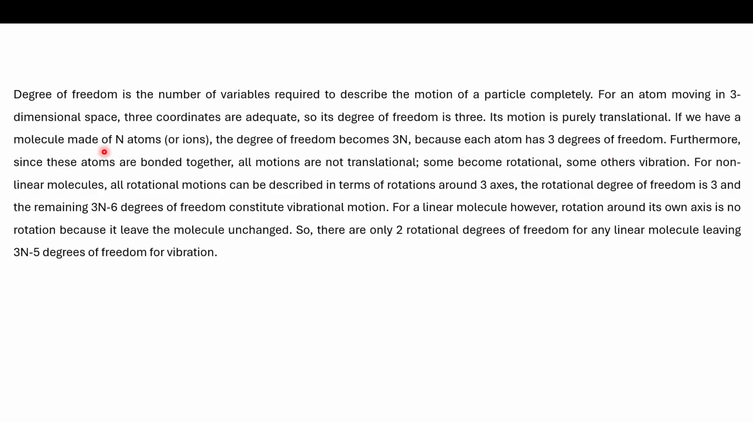Now, if we have a molecule made up of n atoms, the degree of freedom becomes 3n because each atom now has 3 degrees of freedom. And along with that, since these atoms are bonded together, all motions cannot be translational because the location of the bond is along some direction as well.